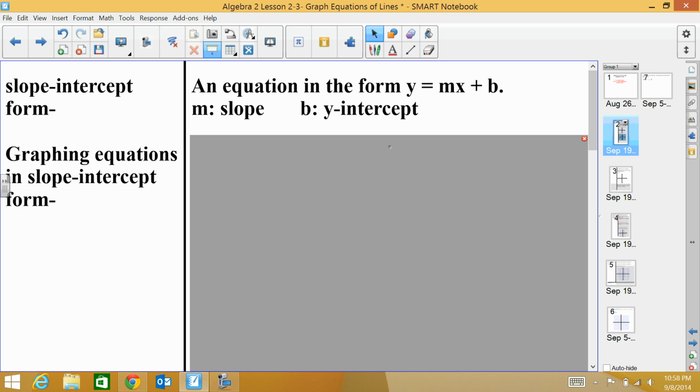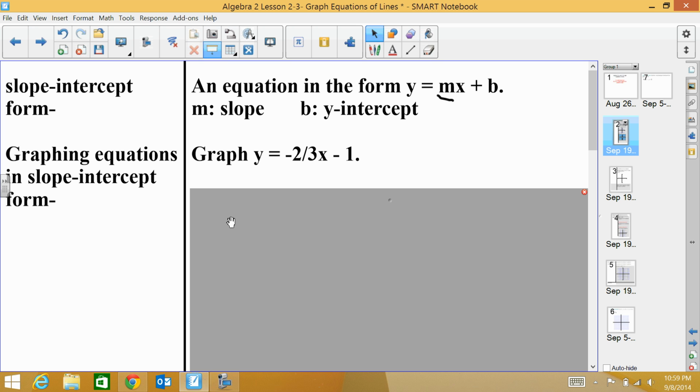So first let's talk about some of the more familiar forms of lines that you know. The first one is slope-intercept form. And that's any equation that's in the form y equals mx plus b. That's the equation for a line. M represents the slope of your line, which is the number that is in front of x. And b represents the y-intercept. So that's the point where it crosses the y-axis.